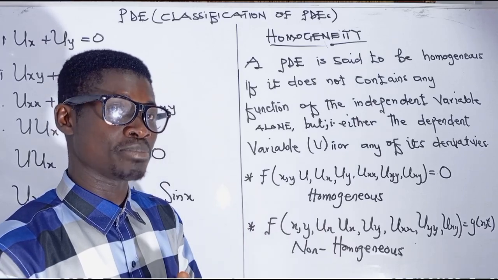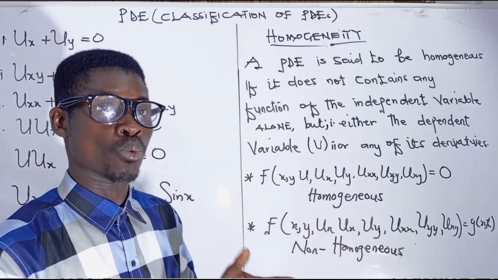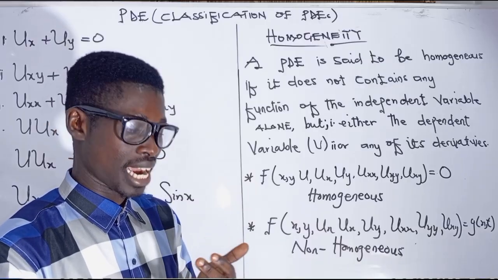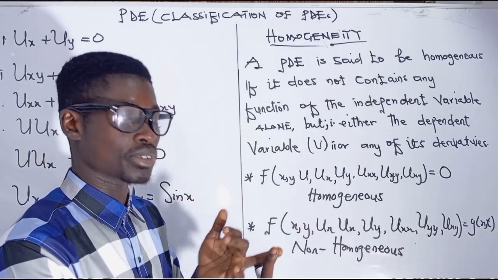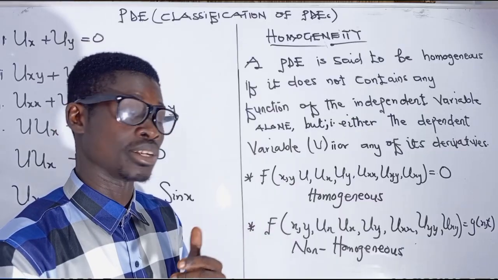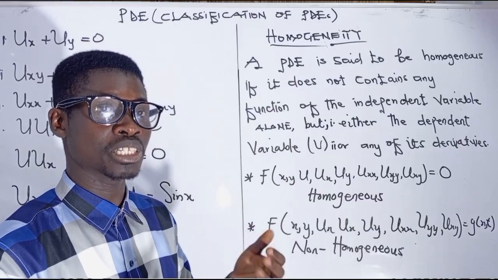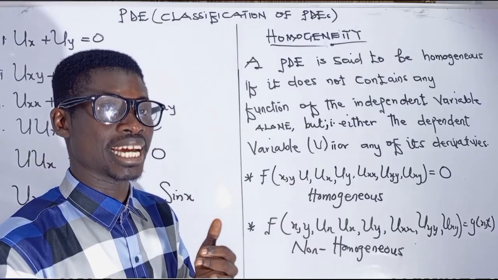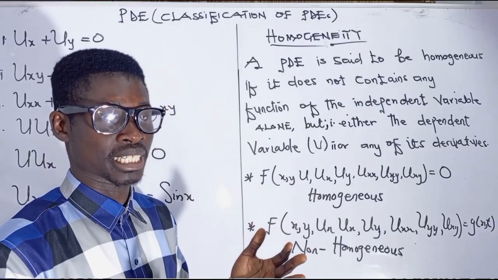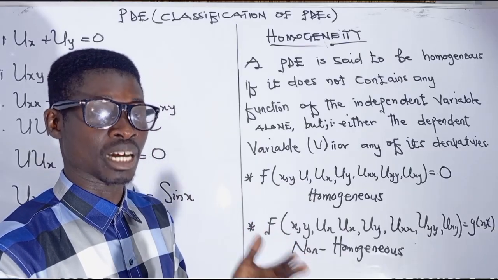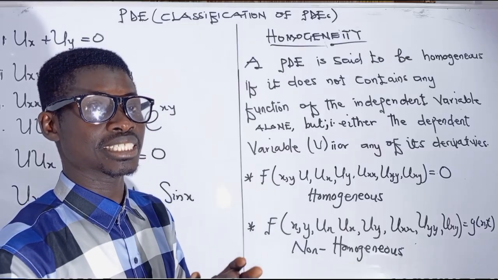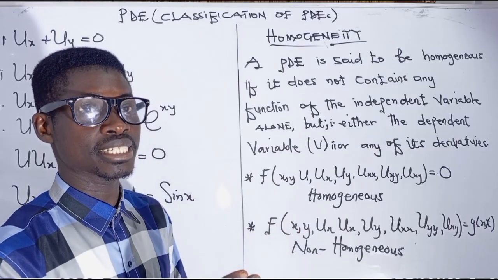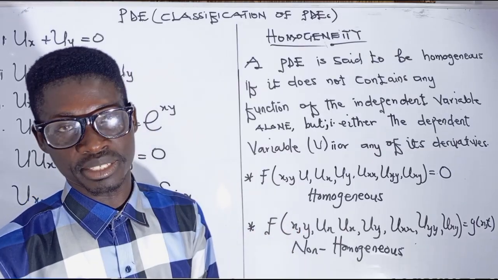So if our independent variables are x and y, we are not expected to find a function of x standing alone or a function of y standing alone, but rather we are expected to see something like the dependent variable u and any of its partial derivatives. If that happens, then we can say that that equation or that PDE is a homogeneous PDE.